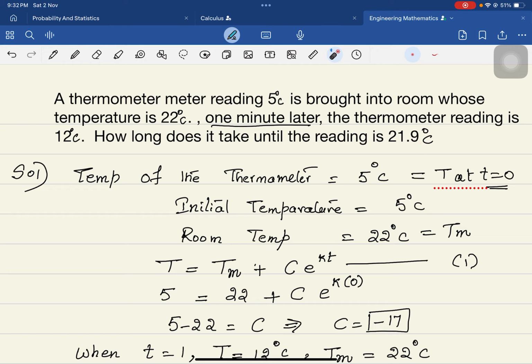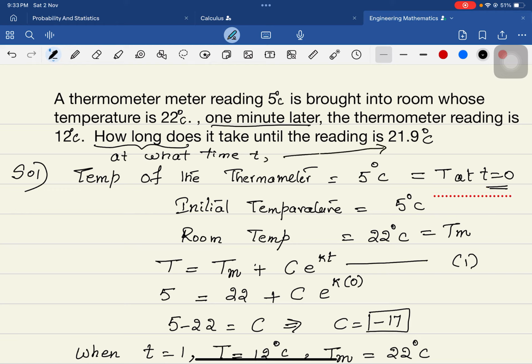So, the temperature T is given. Our job is to find how long it takes. What do you mean by how long does it take? That means at what time, small t, the reading is 21.9 degrees centigrade. This is what you should understand.